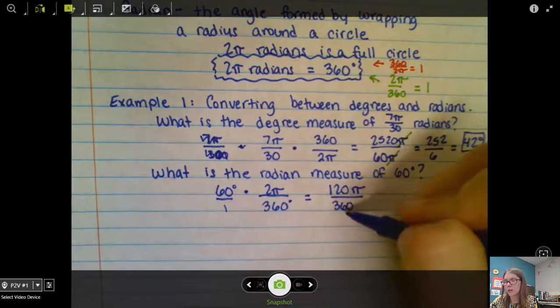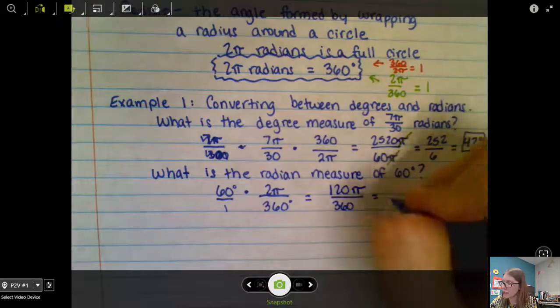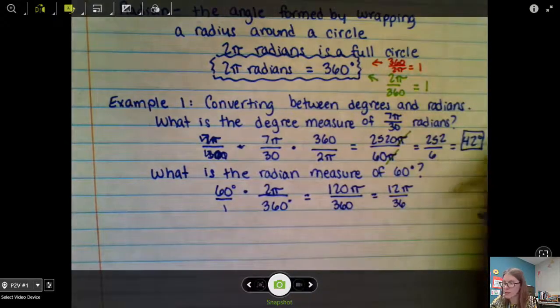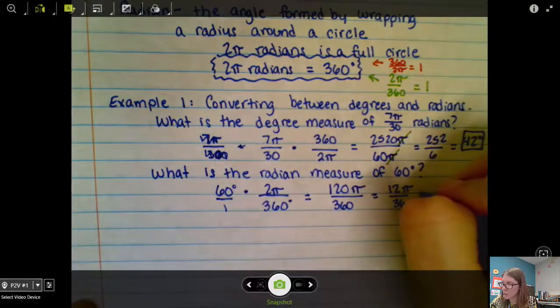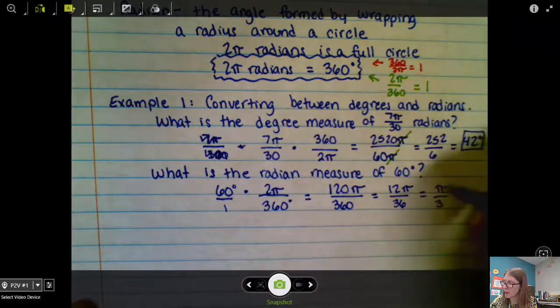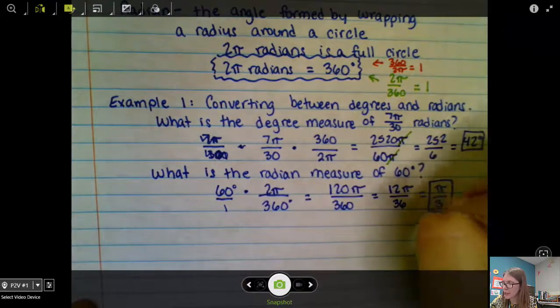This 120 over 360, well, they're both divisible by 10 because they both end in zeros. It's 12 pi over 36. 12 over 36 is 1/3. 1 pi over 3. 60 degrees is pi over 3 radians.